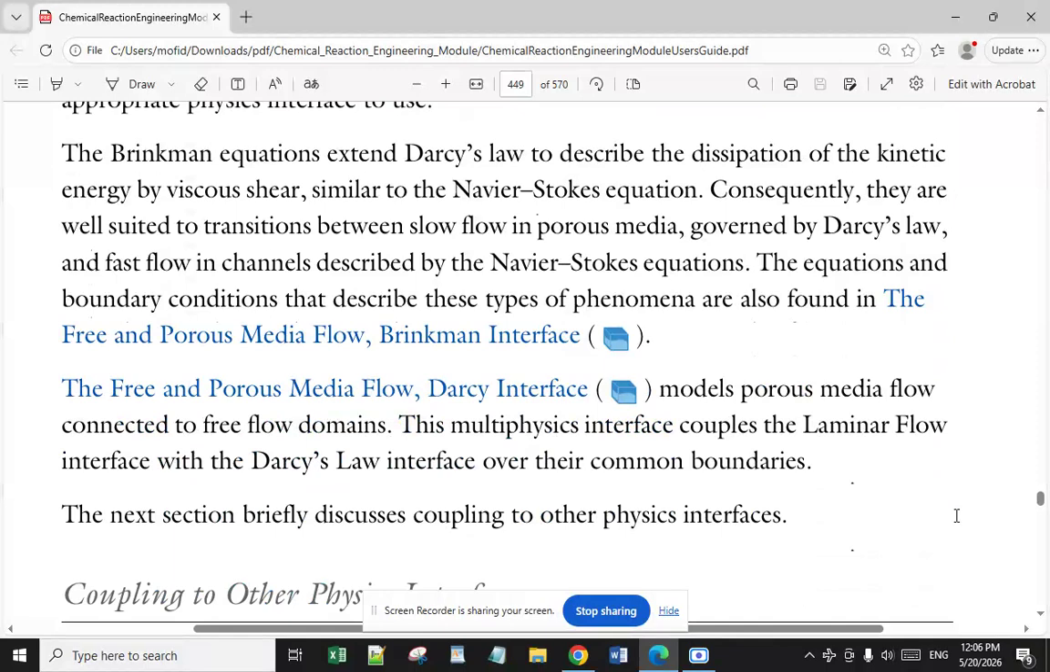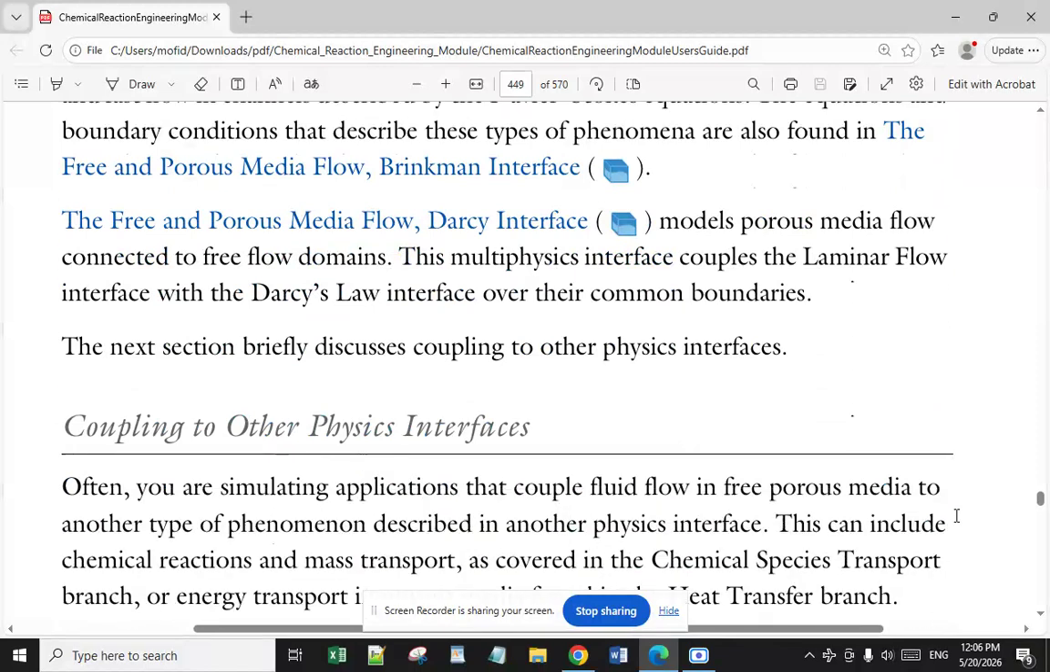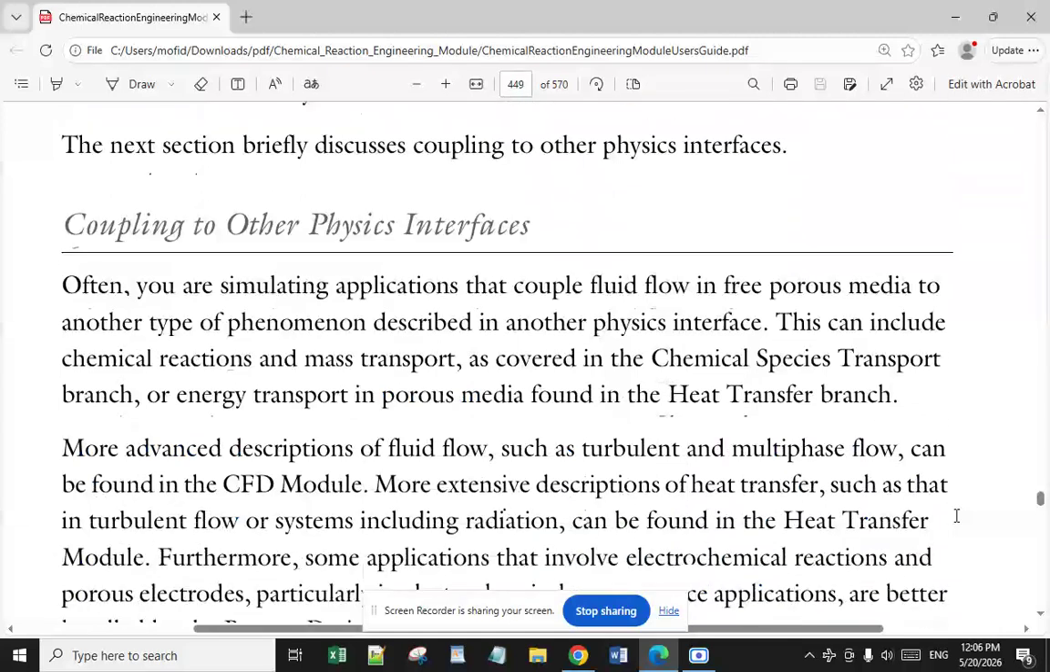The equations and boundary conditions that describe these types of phenomena are also found in the Free and Porous Media Flow, Brinkman Equations interface. The Free and Porous Media Flow, Darcy interface models porous media flow connected to free flow domains. This multiphysics interface couples the Laminar Flow interface with the Darcy's Law interface over their common boundaries. The next section briefly discusses coupling to the other physics interfaces.